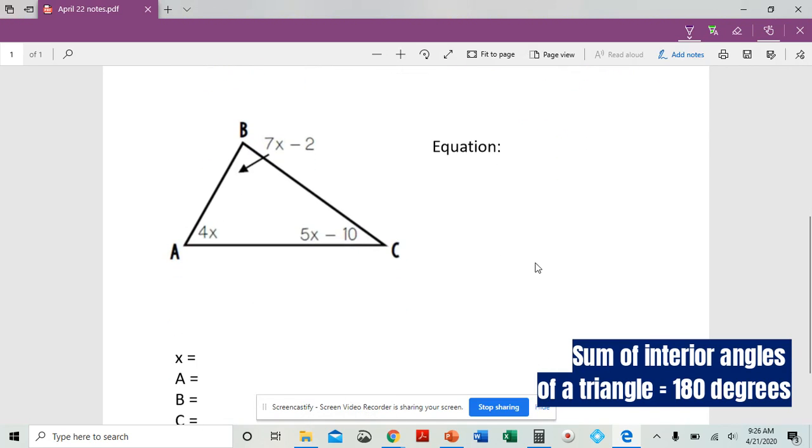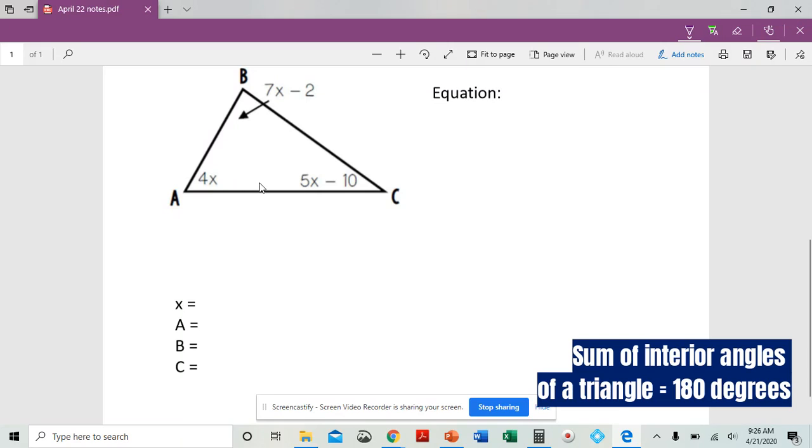Here we go. There's another example here. So our equation, remember, the sum of all of the interior angles is going to equal 180 degrees. So as we do this, say A, 4x plus B, which is 7x minus 2, plus C, which is going to be 5x minus 10, equals 180. Ran out of room.